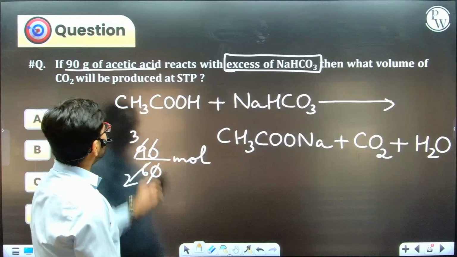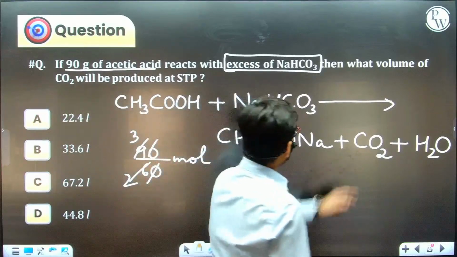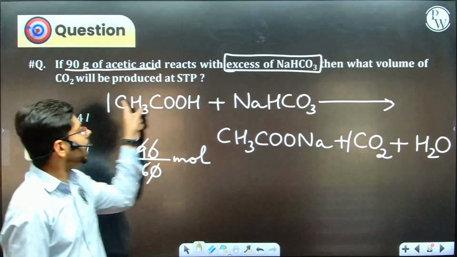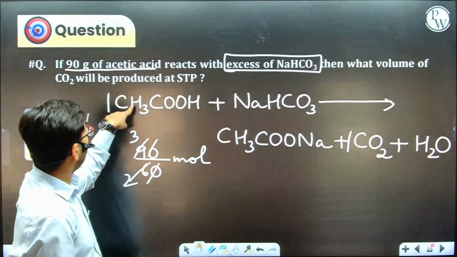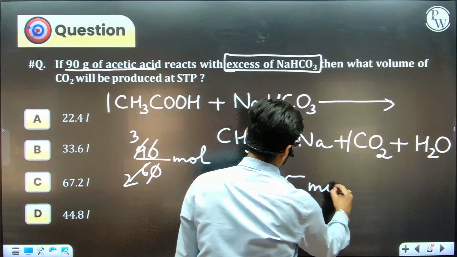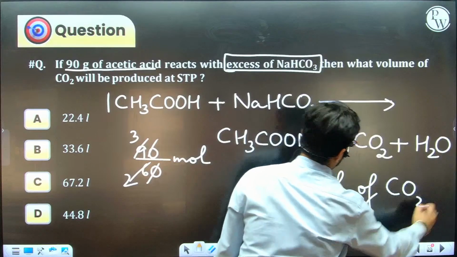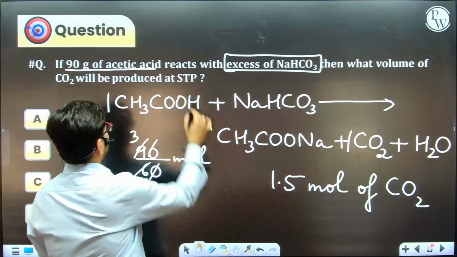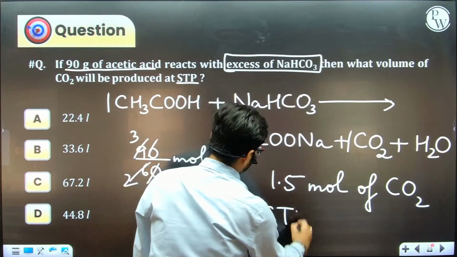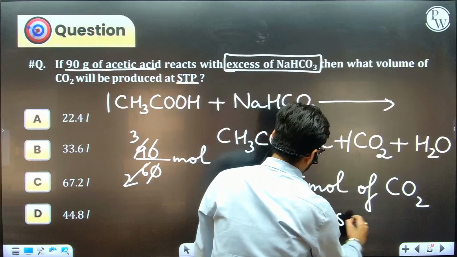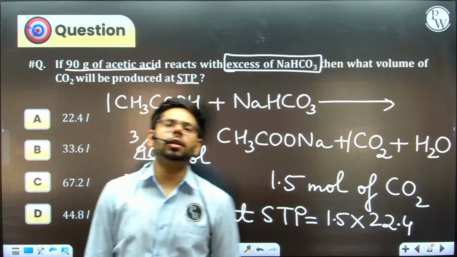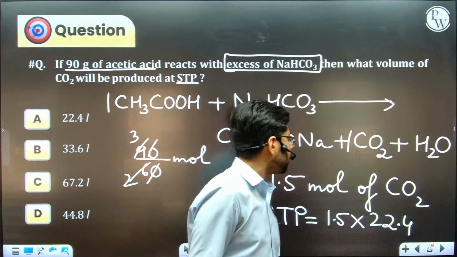1.5 moles of acetic acid are reacting. So how many moles of CO2 gas will be evolved? 1.5 moles, because the ratio is 1:1. So if 1 mole of this reacts, 1 mole of CO2 is formed. If 1.5 moles of this react, 1.5 moles of CO2 are formed. So 1.5 moles of CO2 have been formed. Now see, what is the volume at STP? We know that the volume in liters at STP is the number of moles multiplied by 22.4.